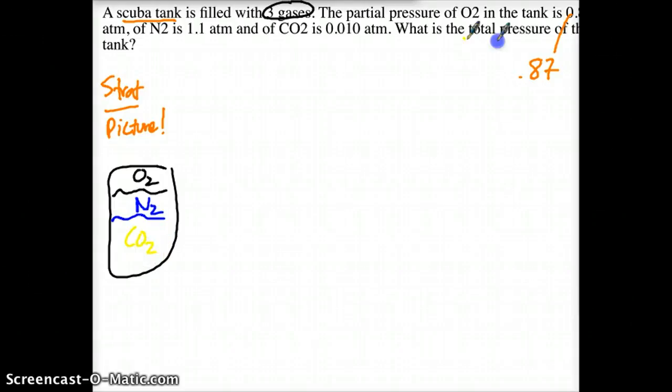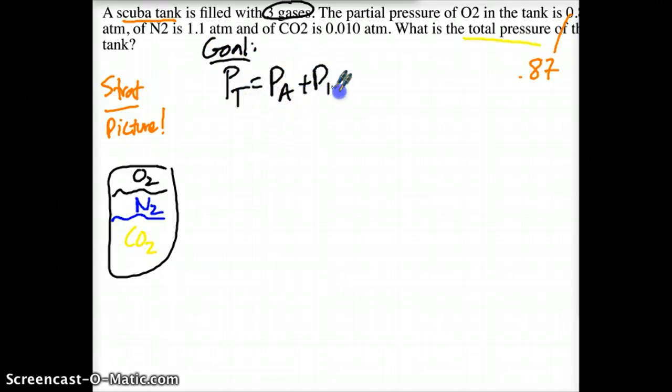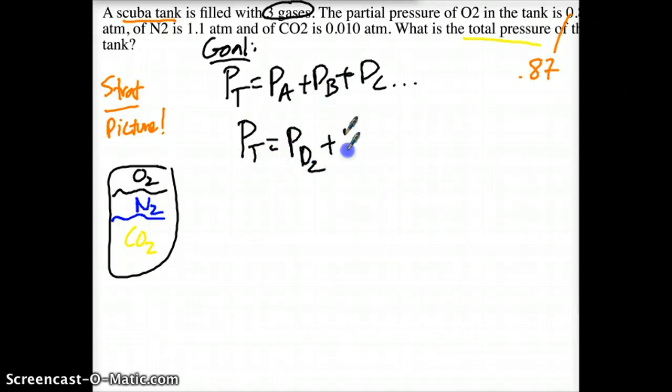So what's going on? I'm trying to figure out the total pressure. Well, what do I know about total pressure? That's my goal. I know that it's equal to the sum of the partial pressures. Partial pressure of A plus B plus C, on and on. Well, in this case, I only have 3 gases, so the total pressure is equal to the partial pressures of those 3 gases, O2 plus N2 plus CO2. I would just plug in my numbers.